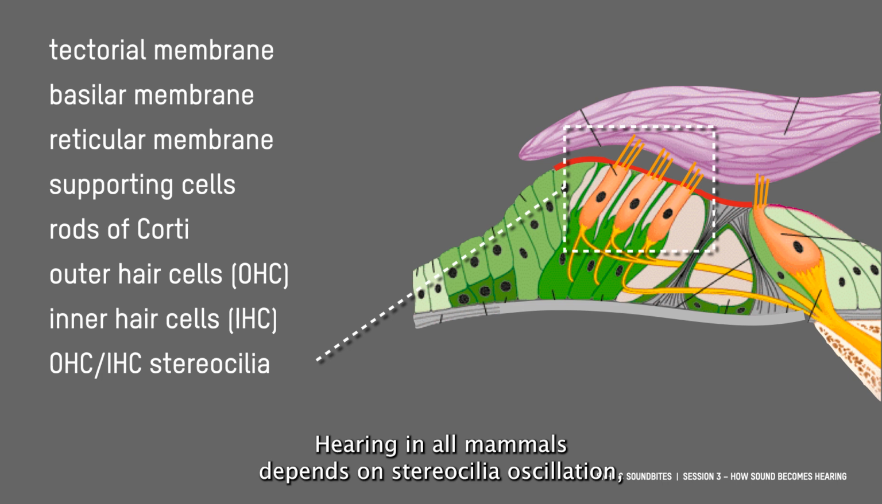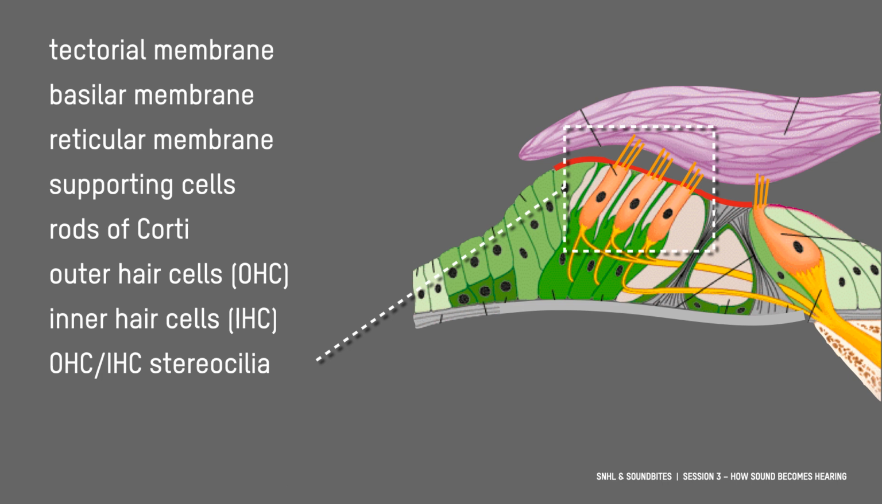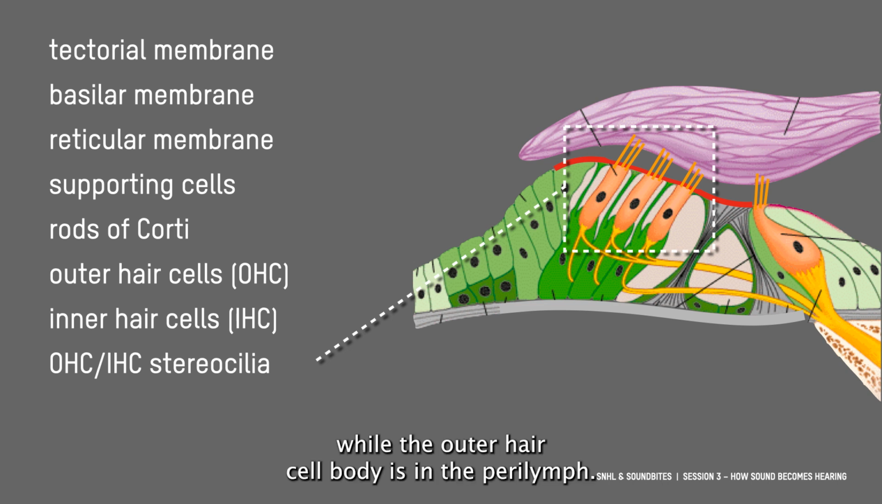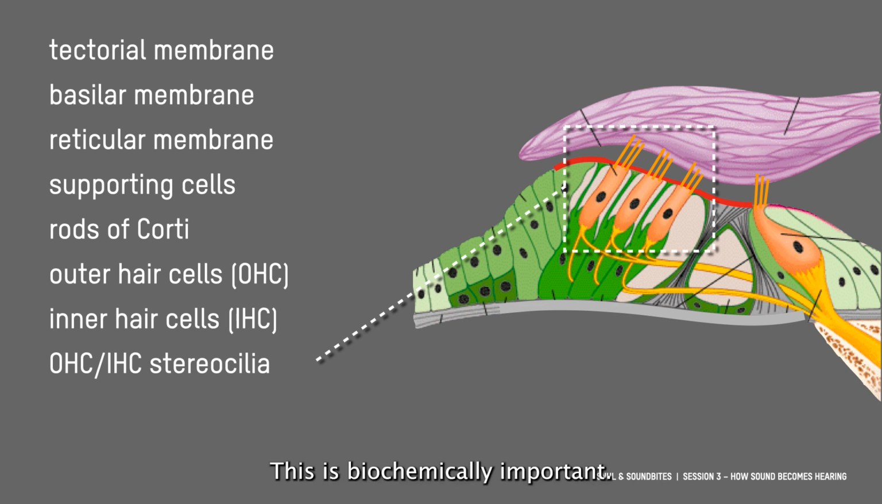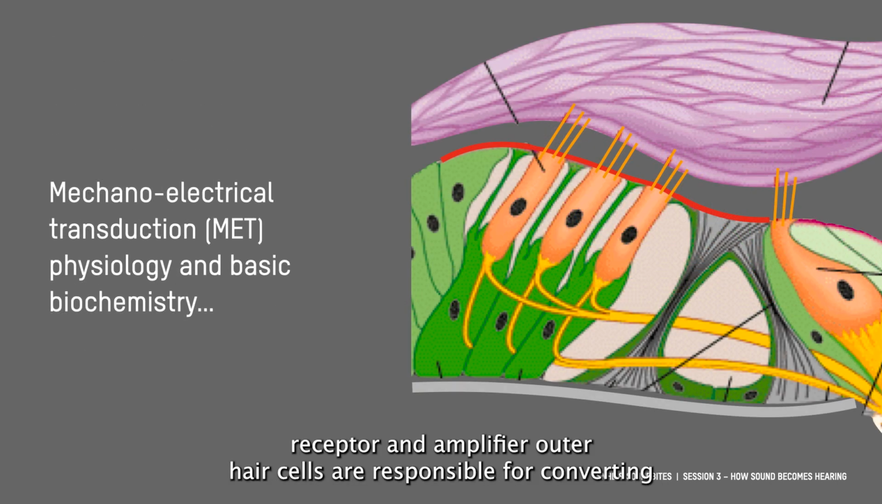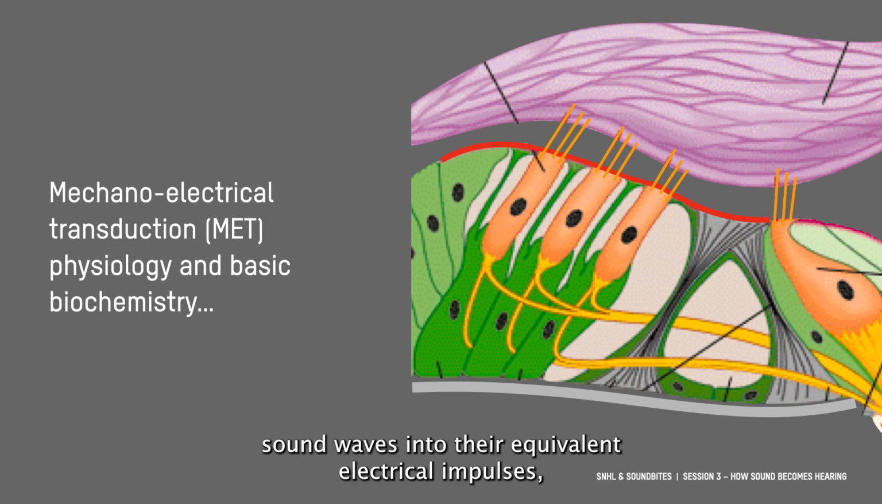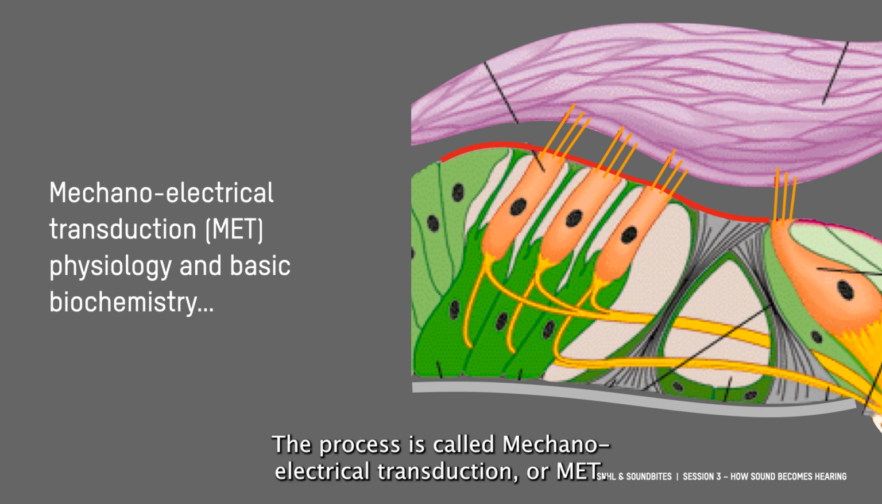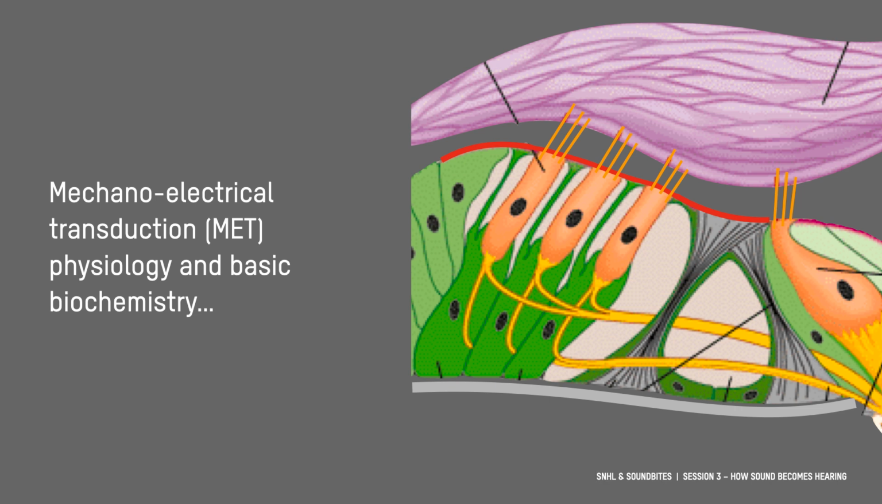Hearing in all mammals depends on stereocilia oscillation. Outer hair cell stereocilia extensions are in the endolymph, while the outer hair cell body is in the perilymph. This is biochemically important. These bundles of highly sensitive receptor and amplifier outer hair cells are responsible for converting sound waves into their equivalent electrical impulses and separating them into their component frequencies. The process is called mechanoelectrical transduction, or MET.